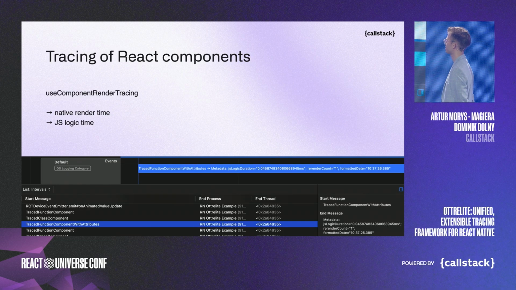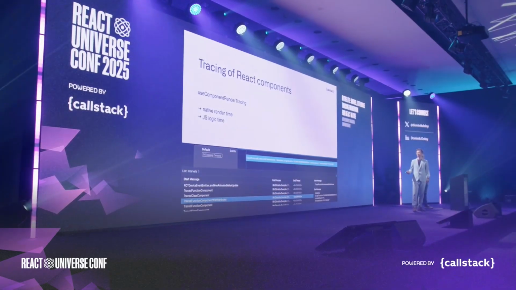The hook will trace both the actual render time that the component really took in React Native to render on the screen, as well as the length of the JavaScript logic that it took to run before the actual native render. And this second value will be traced as an attribute of this span, as you can see here.